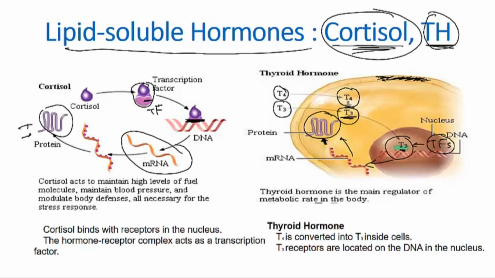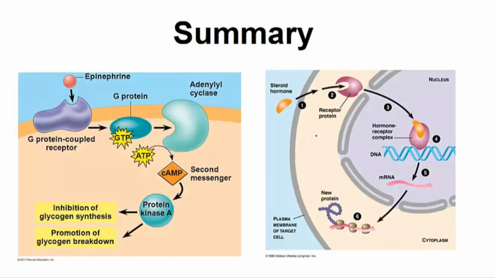So if the cell brings T3 inside the cytosol, it can directly bind to the transcription factor and activate the expression of specific genes inside the nucleus. Or if it brings T4, it needs to convert T4 into T3, then T3 will interact with the transcription factor, which binds to the specific region and transcribes it into mRNA. So this is how these lipid soluble hormones work.